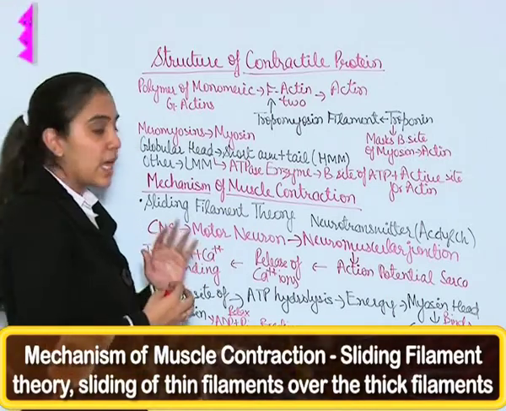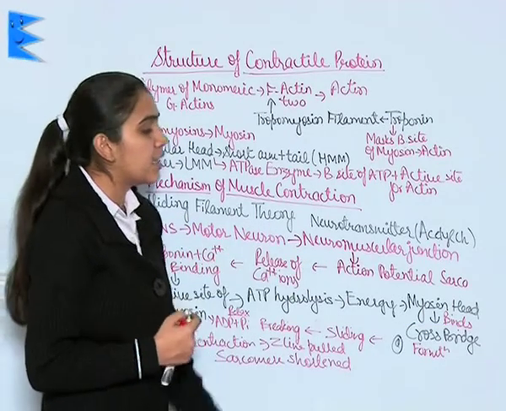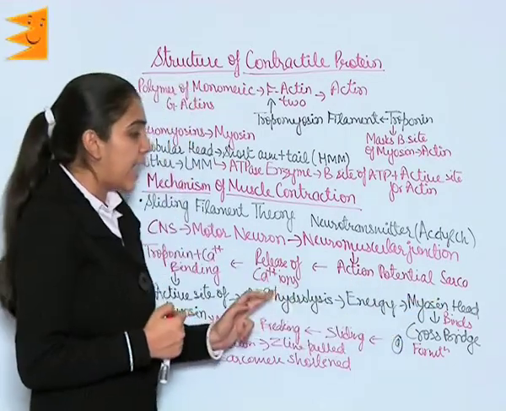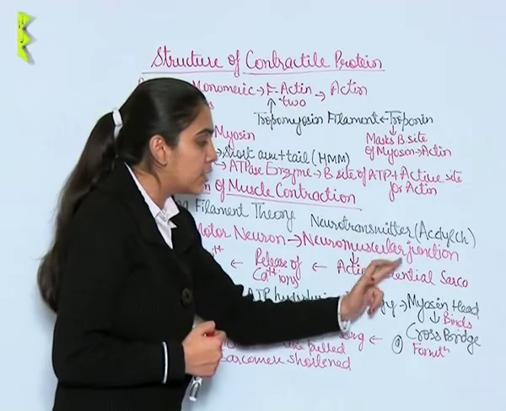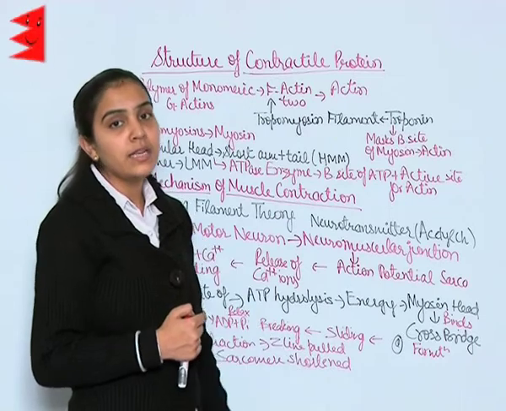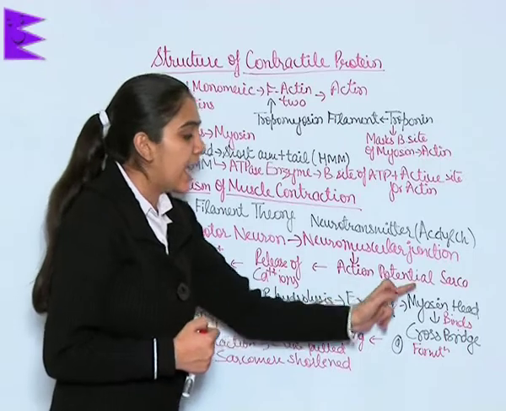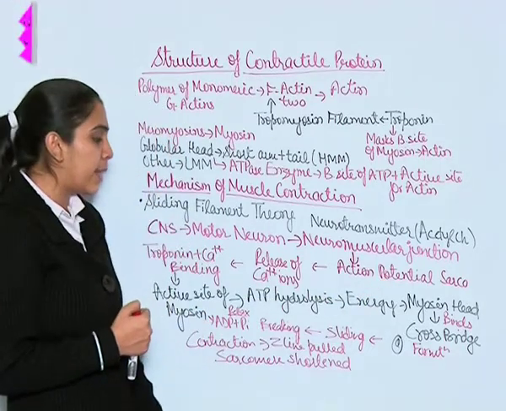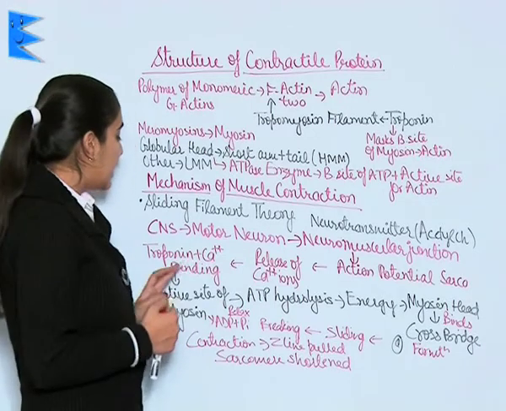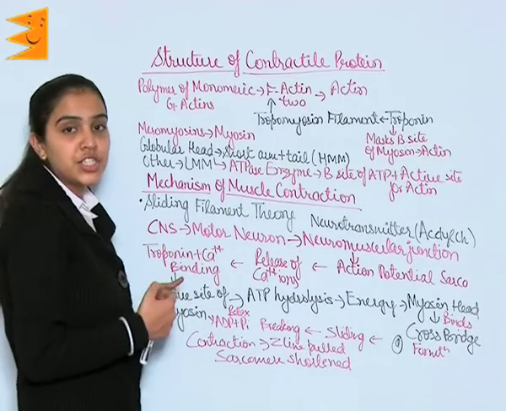CNS sends a signal through a motor neuron. This signal reaches the neuromuscular junction, and at this neuromuscular junction, the neurotransmitter acetylcholine is released. This generates an action potential in the sarcolemma, which leads to release of calcium ions, and thus troponin binds to these calcium ions.